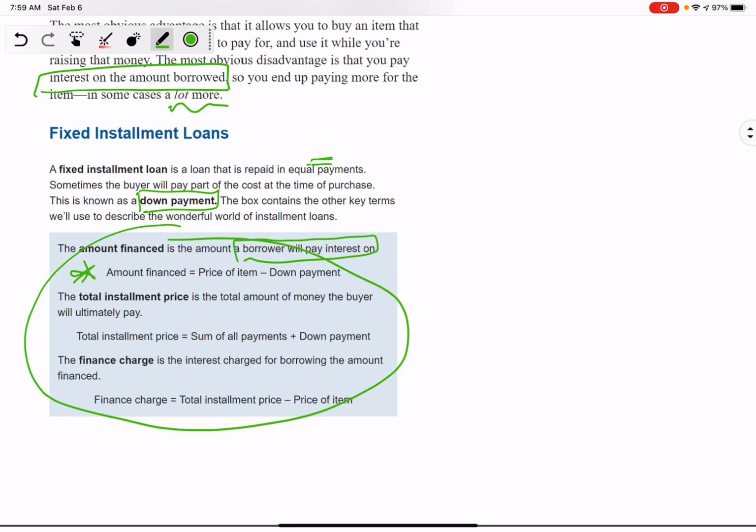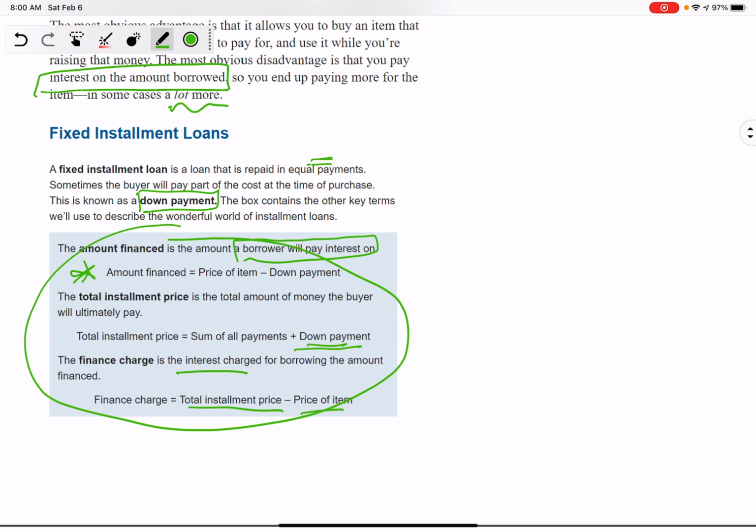Remember, that's just you saying, okay, this is how much it costs. This is how much I have on it. Whatever's left, I have to borrow money for. The total installment price is the total amount of money the buyer will pay ultimately. Total installment price is the sum of all payments plus the down payment. Then you have the finance charge, which is just the interest charged on the borrowed amount. So that will be your total installment price minus the price of the item.